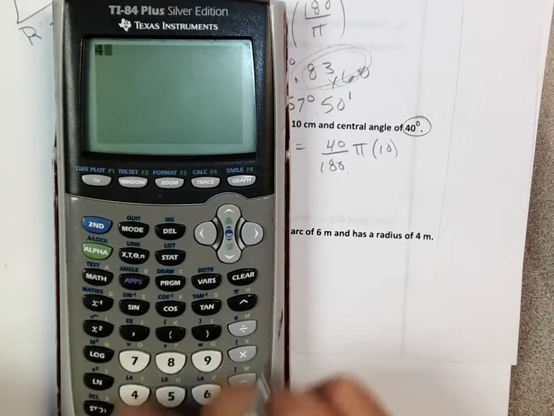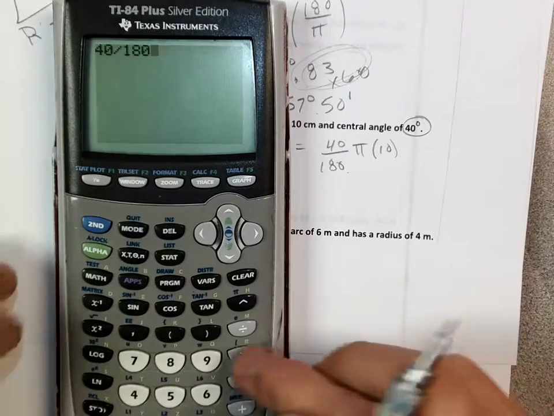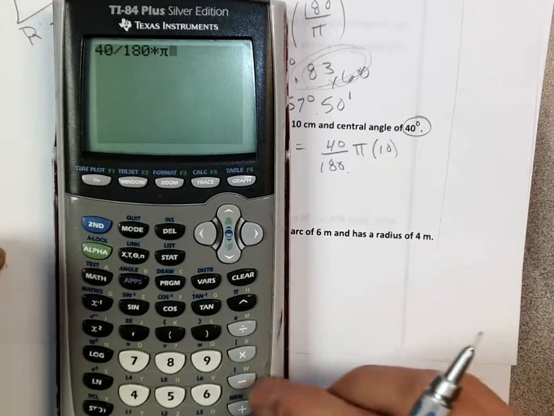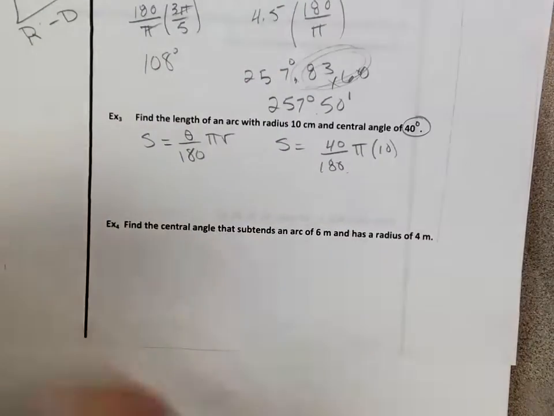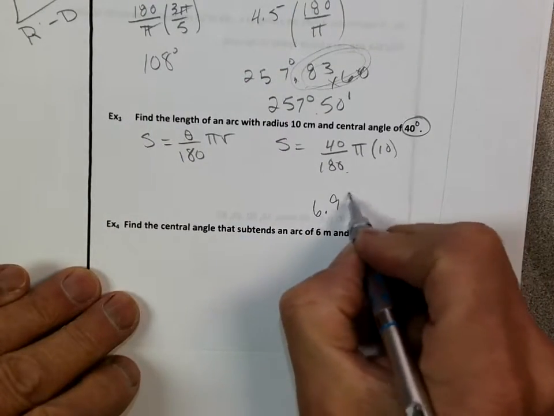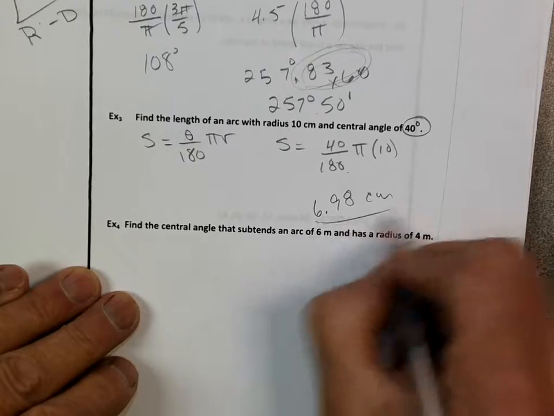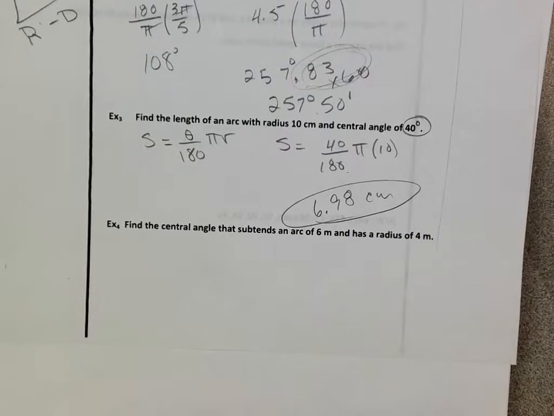I'm just going to go, okay, what is 40 divided by 180 times pi times 10? And my arc length is about 6.98 centimeters. Okay. That's not that bad.